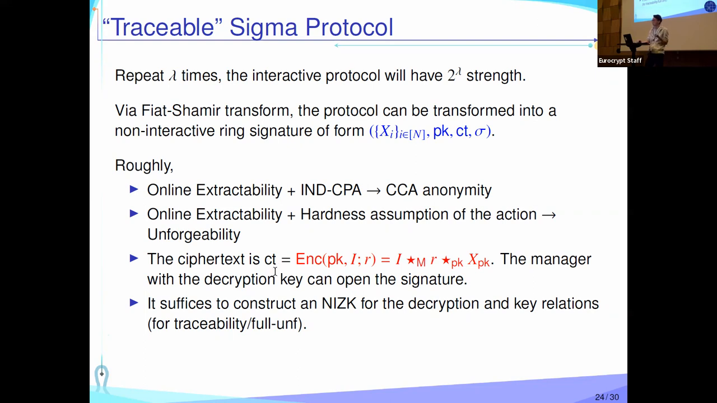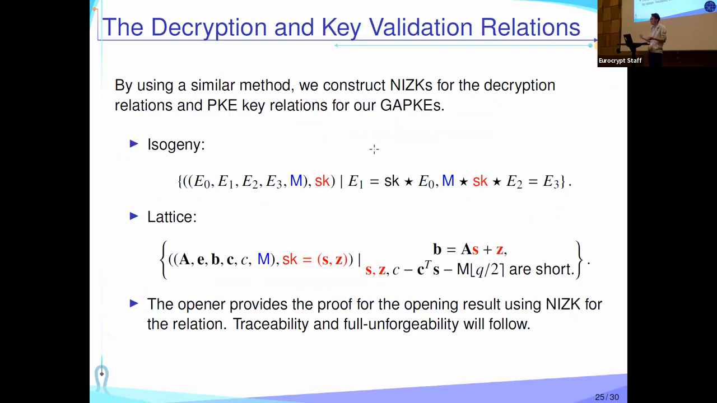And remark that we have a ciphertext here in the statement. So the manager, who owns the secret key, the decryption key of this public key encryption, can just open the signature by using the decryption key. So it suffices to construct an IDK for the decryption relation and the key relation to have traceability and unforgeability. We specify the relation here, and by using a similar method we mentioned before, we can obtain an IDK for this relation. And the manager now provides the proof for the opening result using this IDK. Then we can have traceability and full unforgeability.